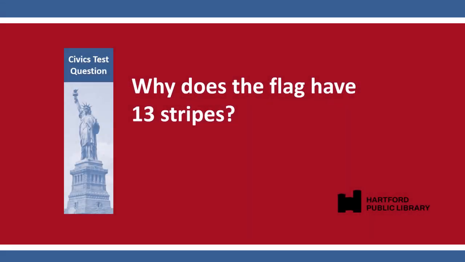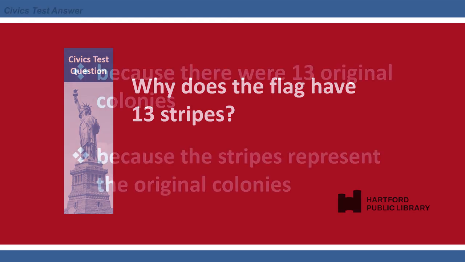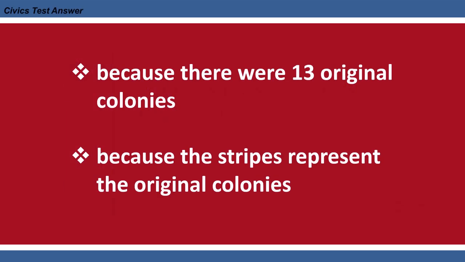Civics test question. Why does the flag have 13 stripes? Because there were 13 original colonies. There are 13 stripes on the flag of the United States today because the stripes represent the original colonies.